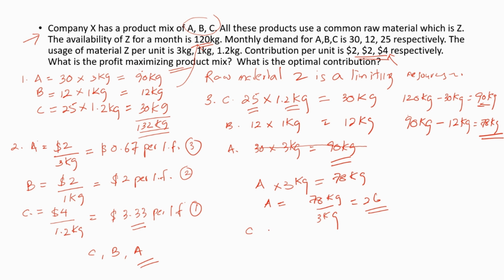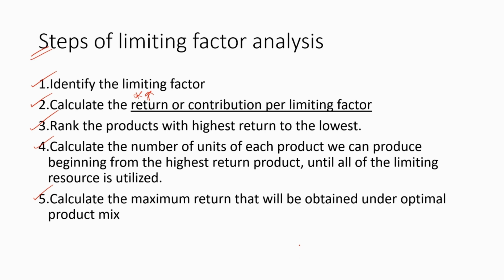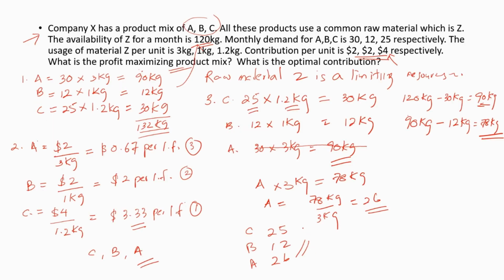So finally, these are the number of units we can produce using this limiting resource. Product C we can produce 25, product B we can produce 12, product A we can produce 26 units. This is the profit maximizing product mix in the form of number of units. Now let's go back to the final step: calculate the maximum return that will be obtained under the optimal product mix.